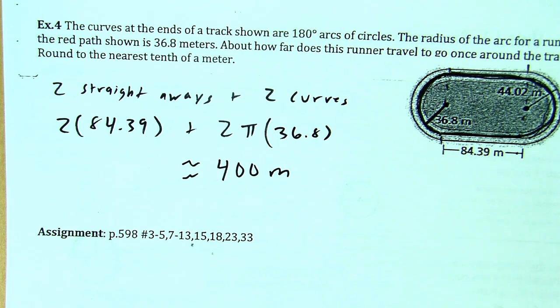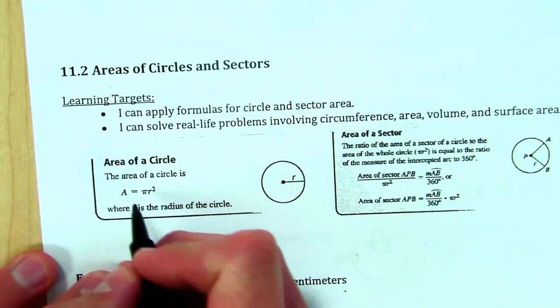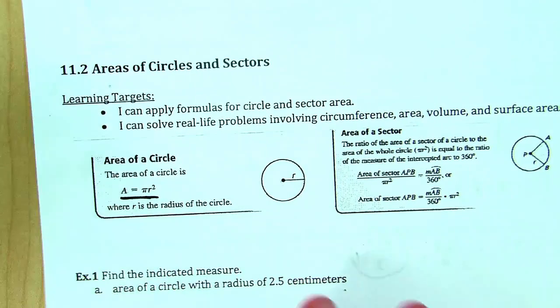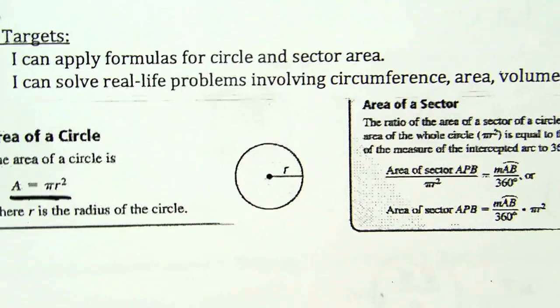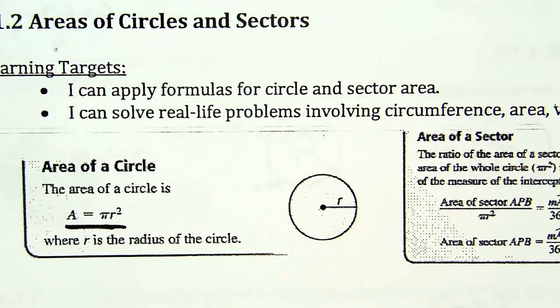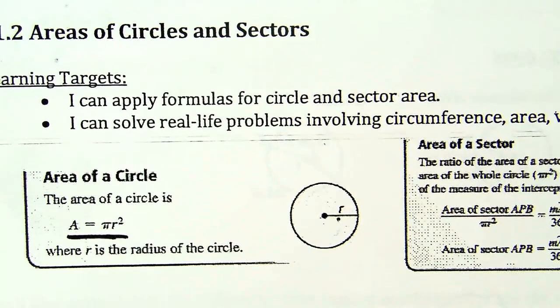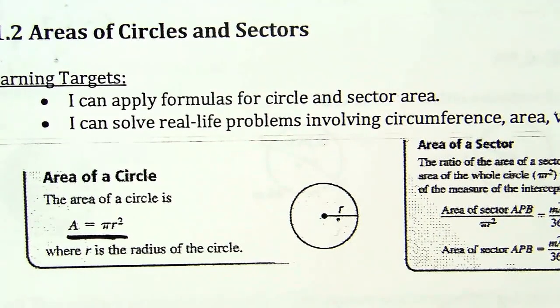So that is going to end 11.1. We're going to very quickly do 11.2 because it's very closely related. The reason it's closely related is because we're using a different formula but in a very similar context. So the area of a circle equation is pi times radius squared. Once again, hopefully that's something you remember. So you take the radius, you square it, multiply it by pi, and you get your area.